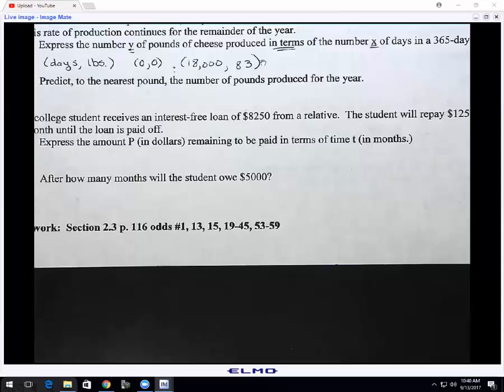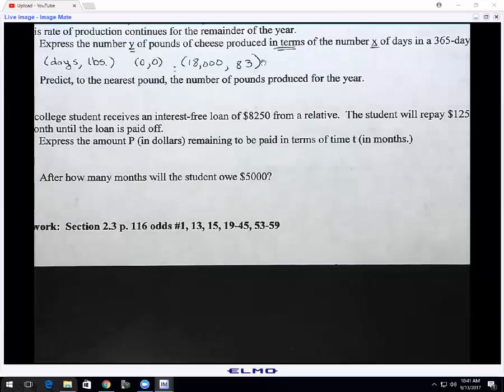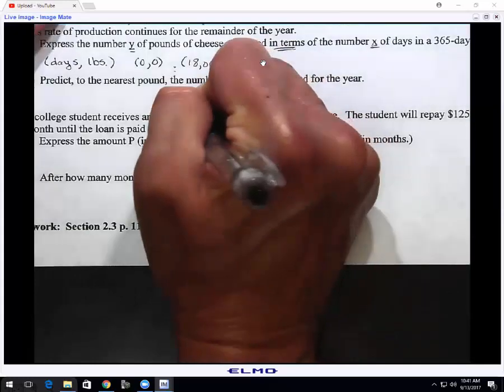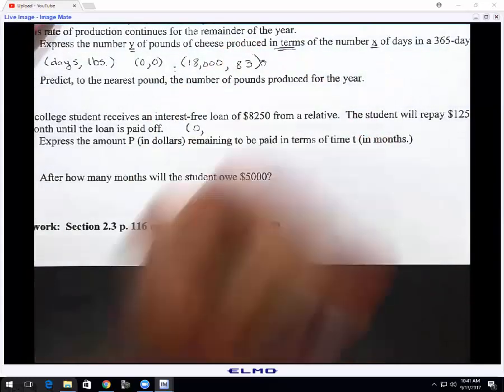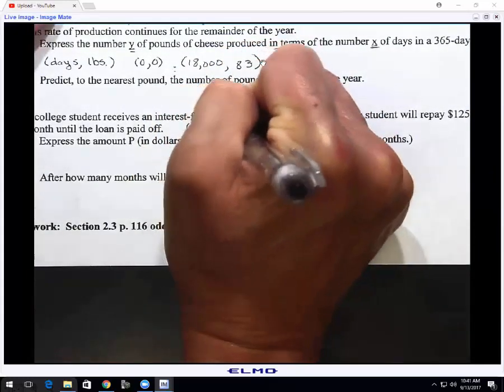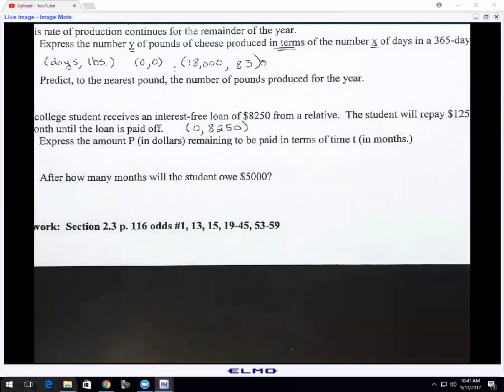Kind of know the slope? Tell me this, and we'll come back to that question. What's the beginning ordered pair? Mr. Andrew, what do you say the beginning ordered pair is? 0, 8,000. In year 0, at the beginning of the loan, the balance was $8,250.